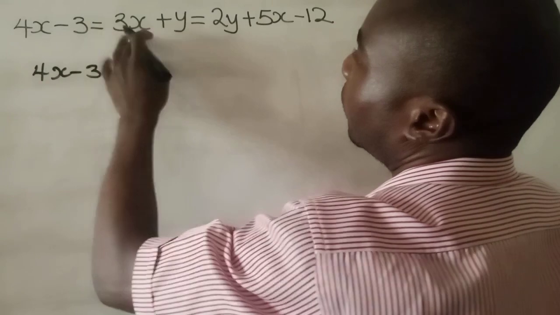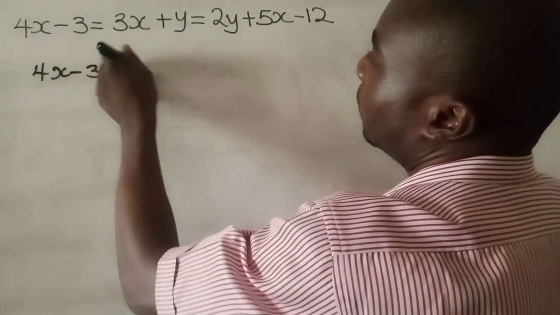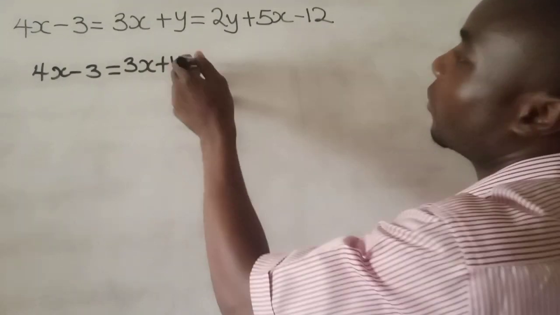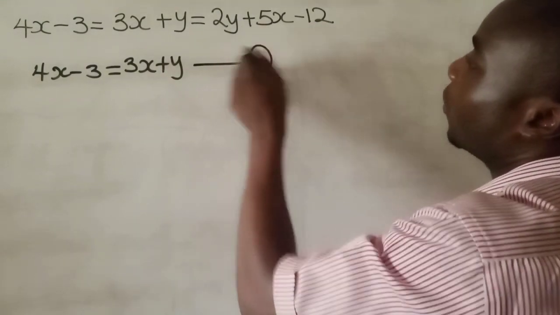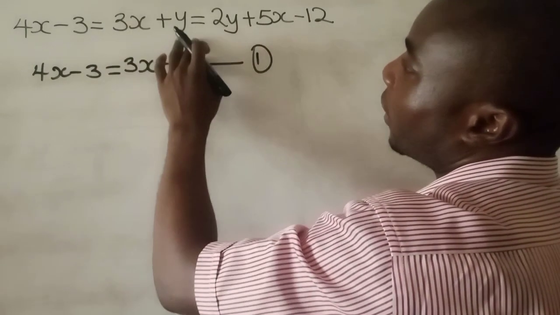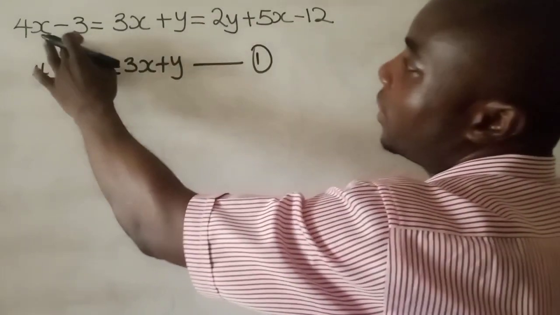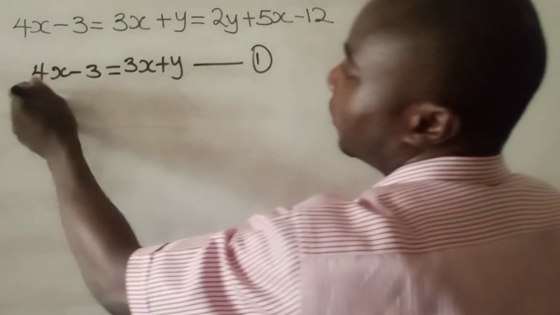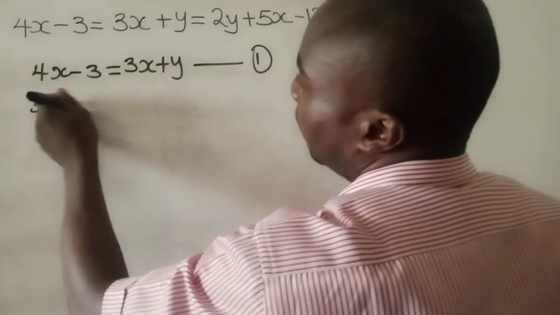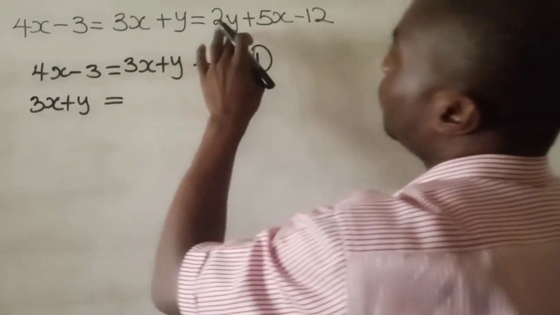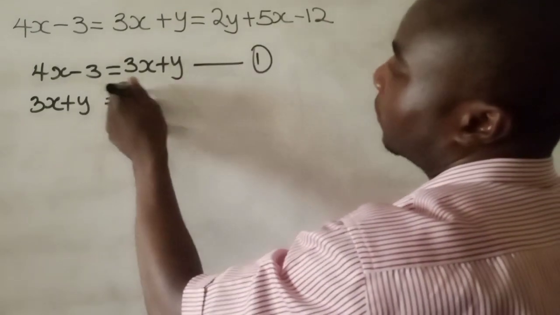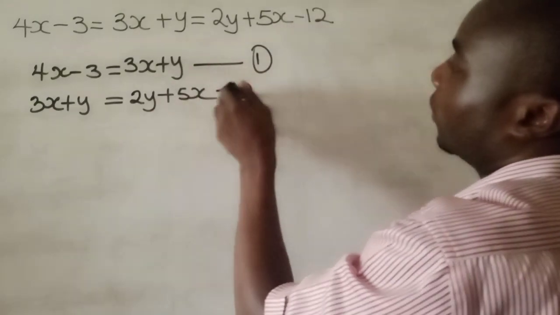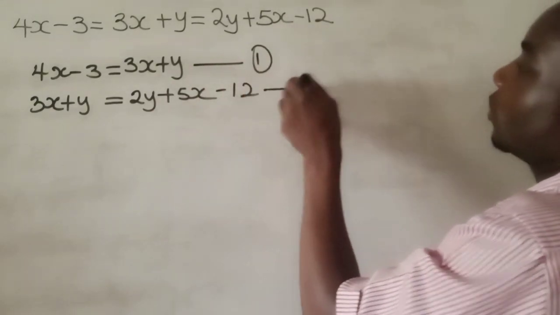minus 3 is equal to 3x plus y. All right. That will be one of our equations. Let's call this equation 1. Then we also have 3x plus y is equal to this value, because each of these expressions are equal to each other. So we can say 3x plus y is equal to 2y plus 5x minus 12. We can call this equation 2.